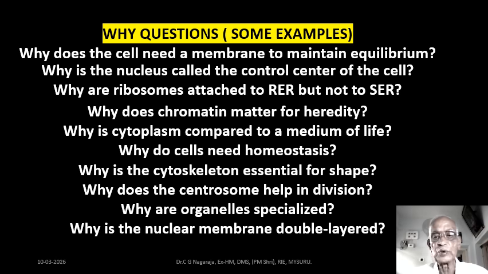If you just look at one or two questions: Why does the cell need a membrane to maintain equilibrium? Why is the nucleus called the control center? Why are ribosomes attached to RER but not SER? These are the questions. You can read these questions carefully. I leave it to you for some time. I will read the last question: Why is the nuclear membrane double layered?